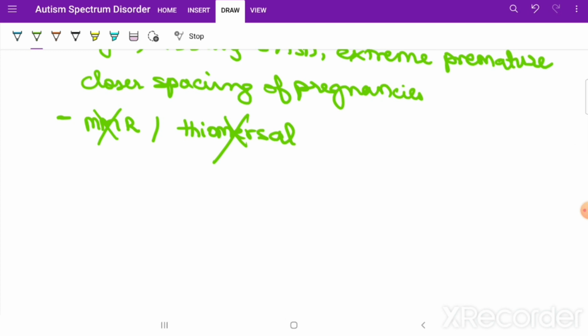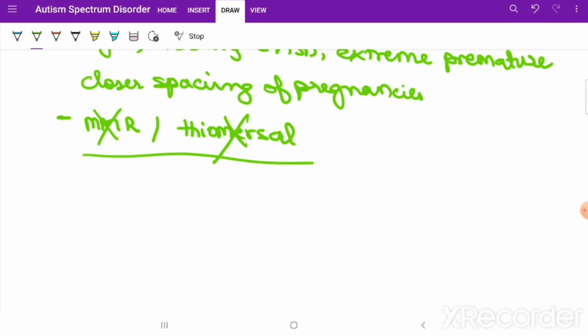It's a belief by some medical professionals. Okay, they may believe it to be true, but studies have not shown it to be true. So what you need to know: MMR and thiomersal are not related to it. So you don't tell anyone not to take this vaccine because they'll get autism.